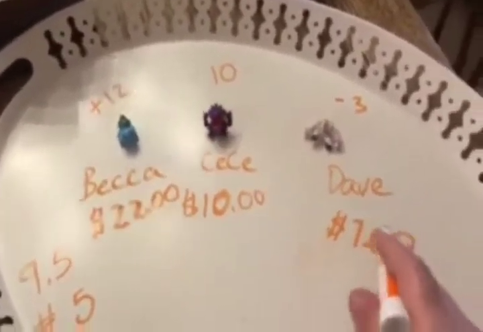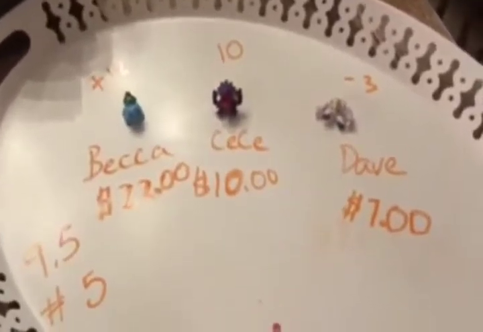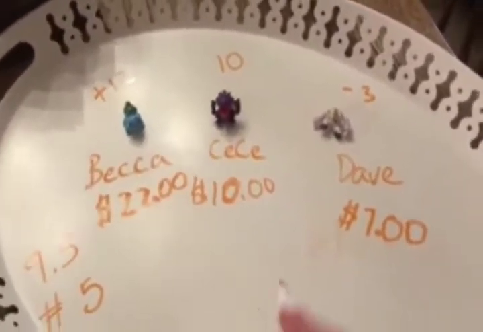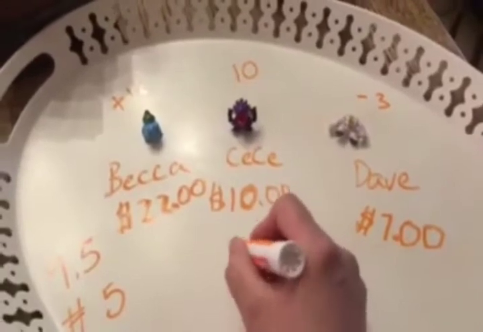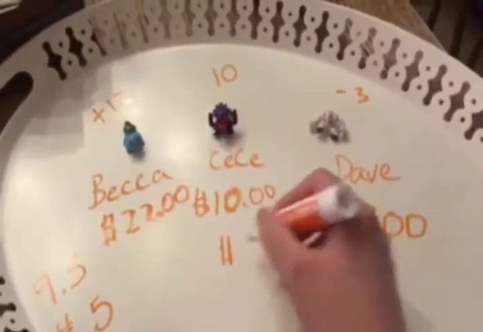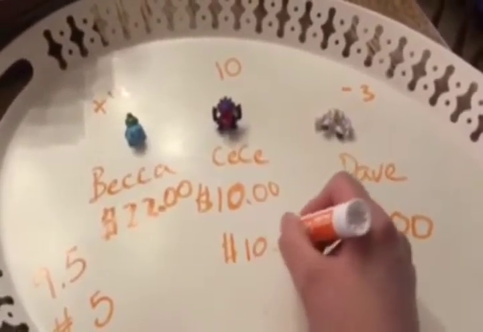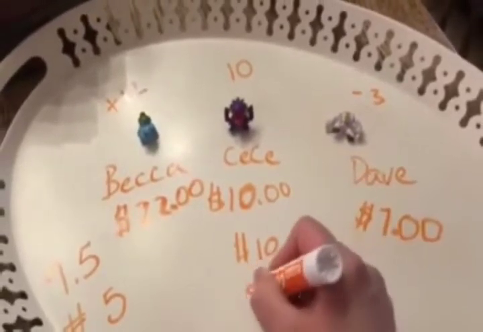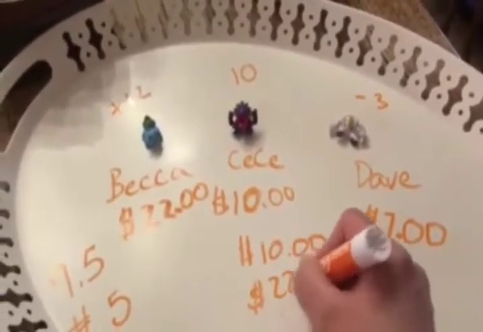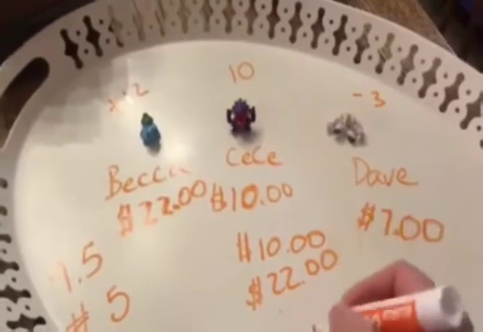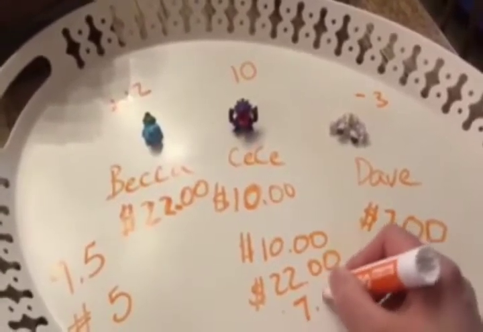And to solve this problem, the first thing I had to do was figure out how much money each of these characters had. And then the real question that they want an answer to is how much money do they have all together? And so this actually, it turns out, is really just a pretty straightforward addition problem. I have Cece's $10 now plus Becca's $22 and finally Dave's $7.